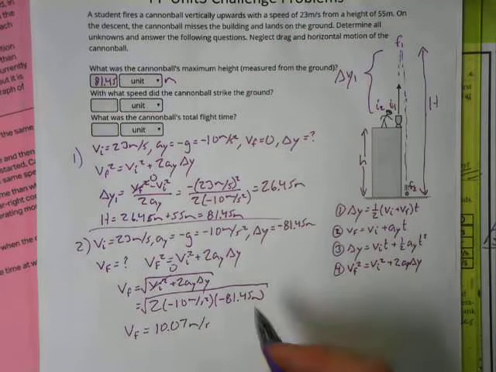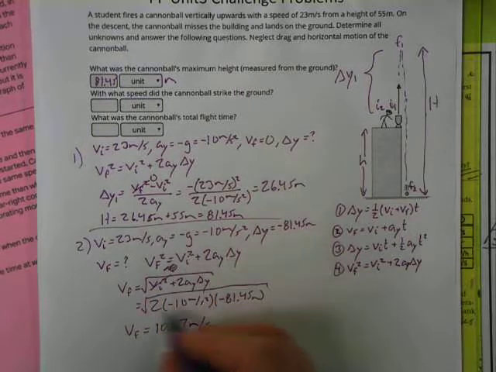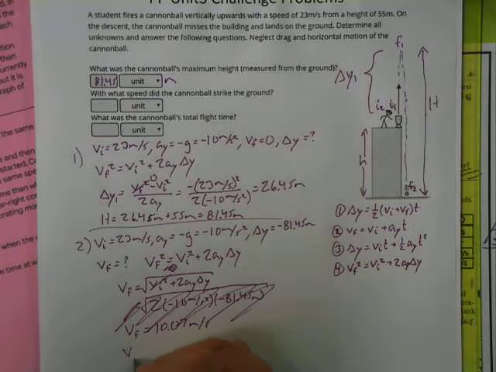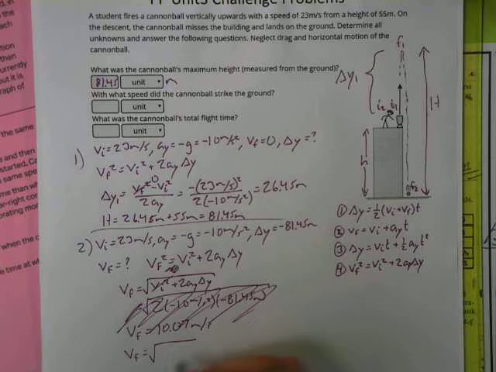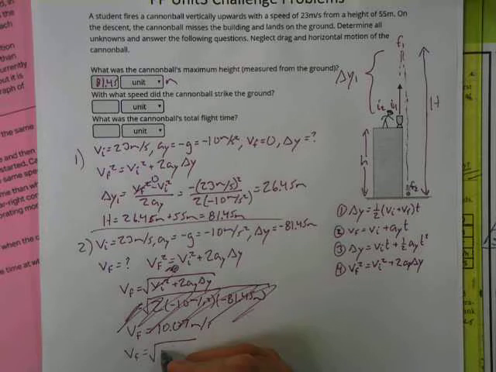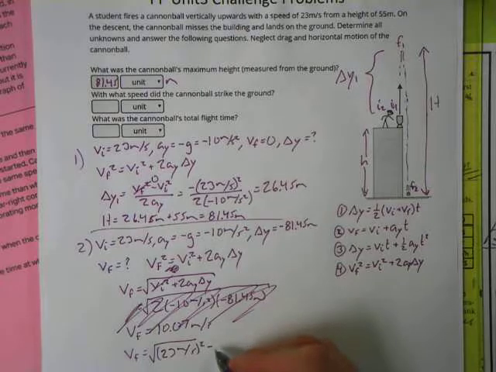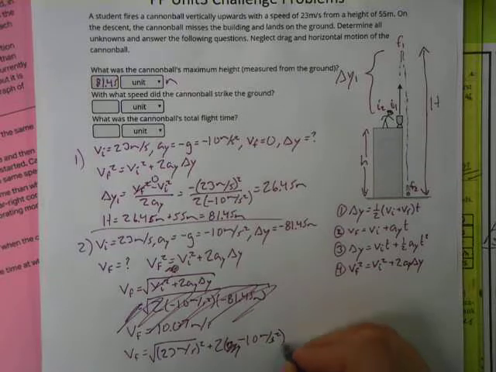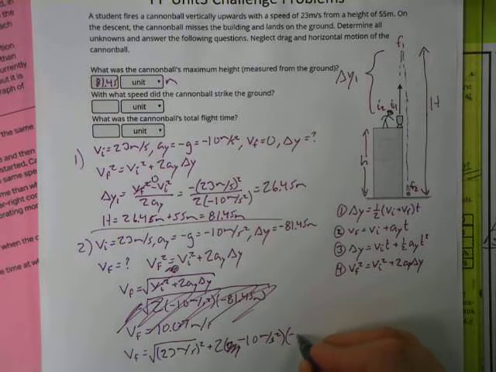My initial velocity was not 0. Okay, I'm sorry. Let's back up a smidge here. My final velocity is equal to the square root of my initial velocity squared, which was 23 meters per second. I got to square that. Then I'm going to add 2 times my, actually, I do need parentheses. My acceleration is negative 10 meters per second squared. My displacement was, again, negative 81.45 meters.